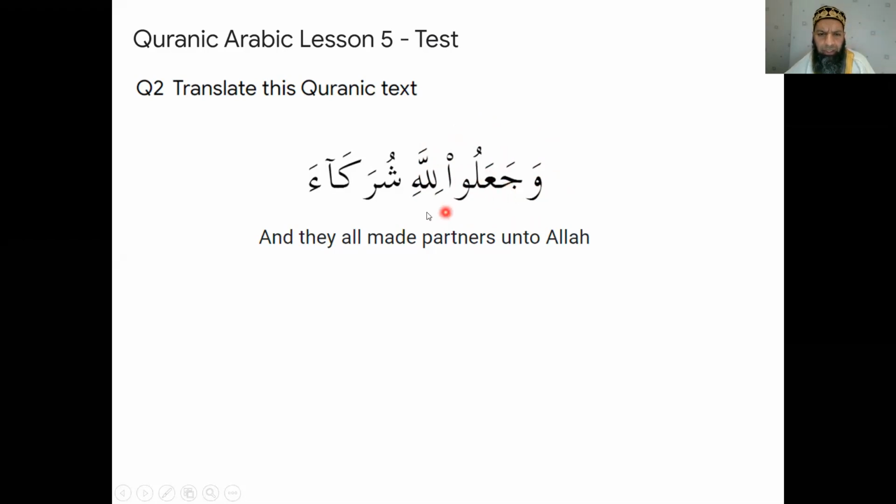Who all made? Okay, Allah is not marfu. Shuraka is not marfu, right? So we don't know who. We just know they all made. Maybe the sentence before or the starting of the verse might tell us who it was. But from these words, we don't know. We just know وَجَعَلُوا means and they all made.